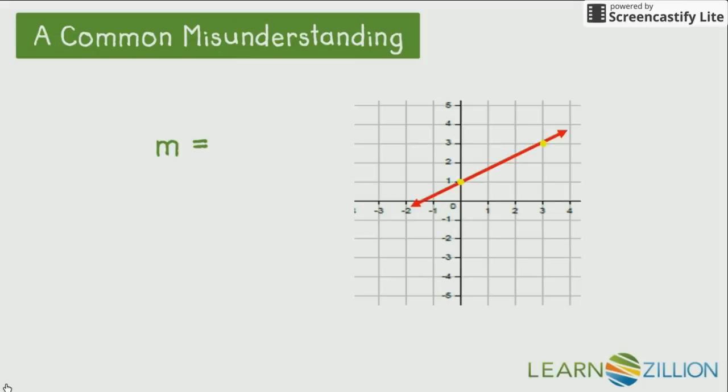A common misunderstanding occurs when you do the slope backwards. Here, they're taking the change in the x direction and putting it on top, and then the change in the y direction and putting it on the bottom. This is backwards and wrong. You always do the change in the y direction first, and it goes on top. In this case, we go down 2, which is negative 2, and then we go left 3, which is negative 3. By reducing the fraction, we end up with 2/3 for the slope.